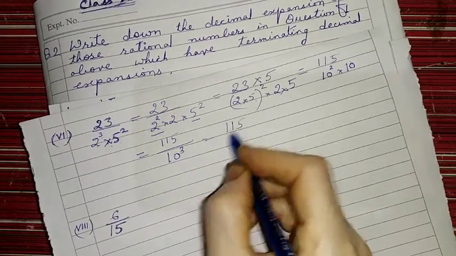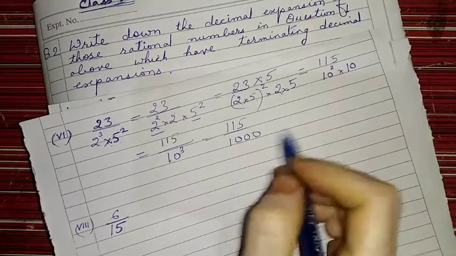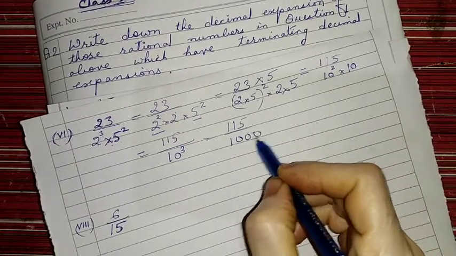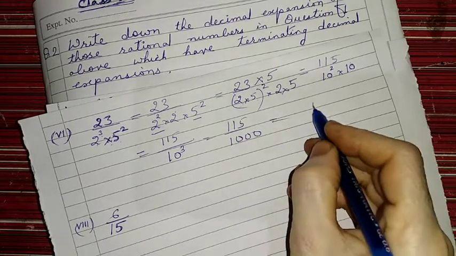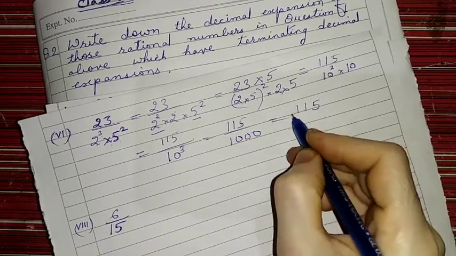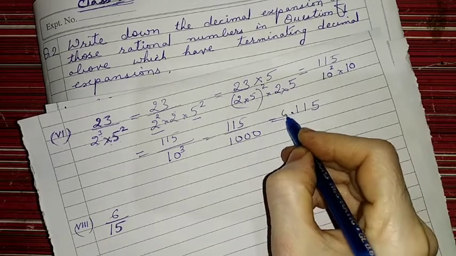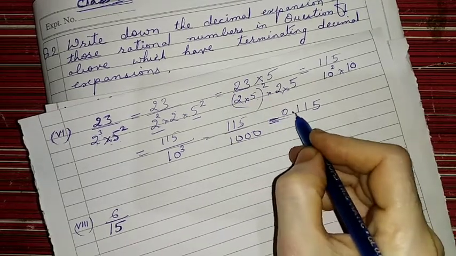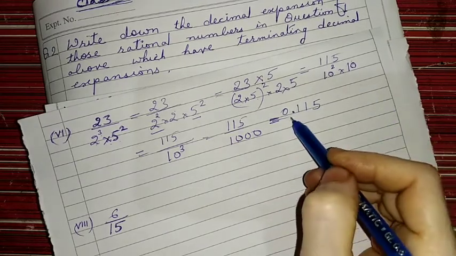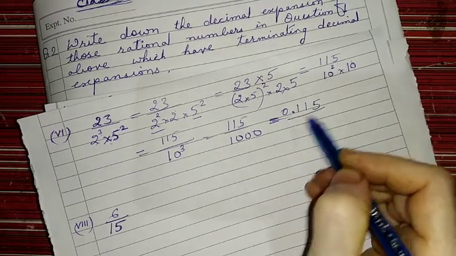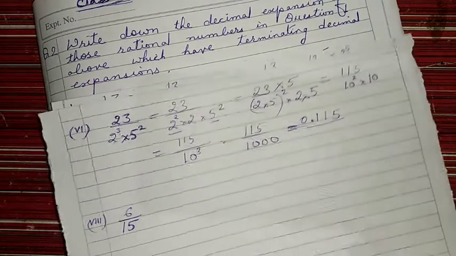And 10 to the power 3 is nothing but 1000, 1 and 3 zeros. So 3 zeros are given, so you have to write the decimal after 3 digits. Write 1 digit, 2 digit and 3 digit. Put the decimal. If no number is given, put 0 before the decimal. So the decimal expansion is 0.115.